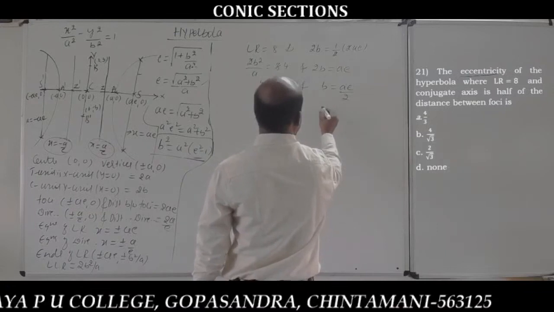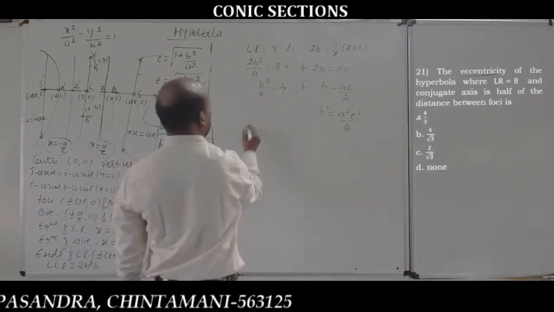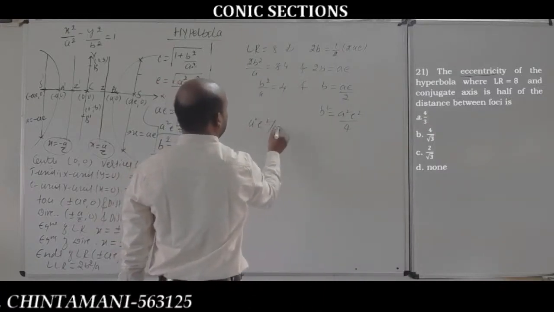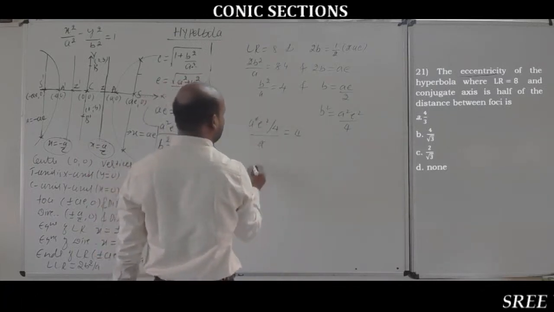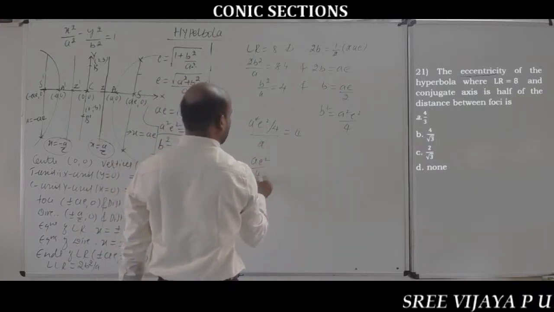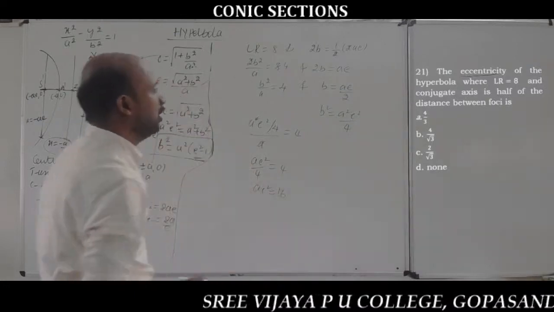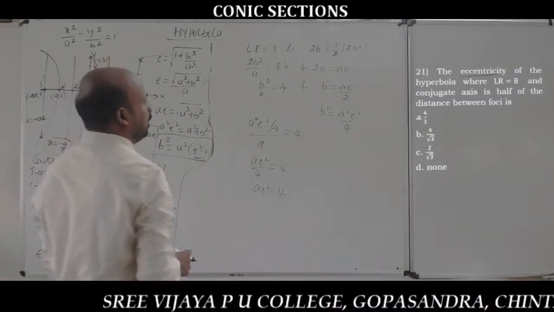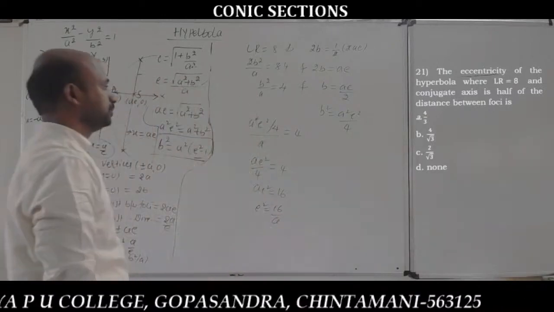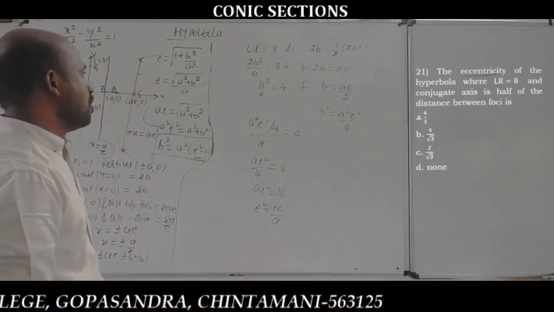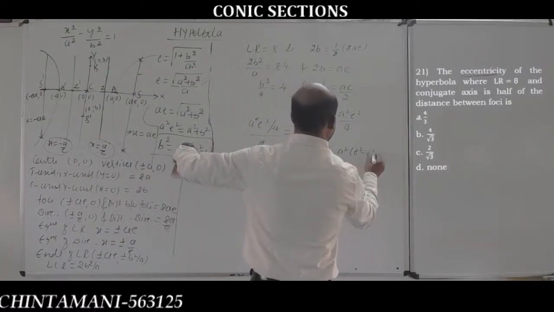So taking b square, it becomes a square e square by 4. So a square e square by 4 by a is equal to 4. These two cancel. So a into e square by 4 is 4. So a into e square is 16. Okay, e square is equal to 16 by a, and b square is equal to a square into e square minus 1.